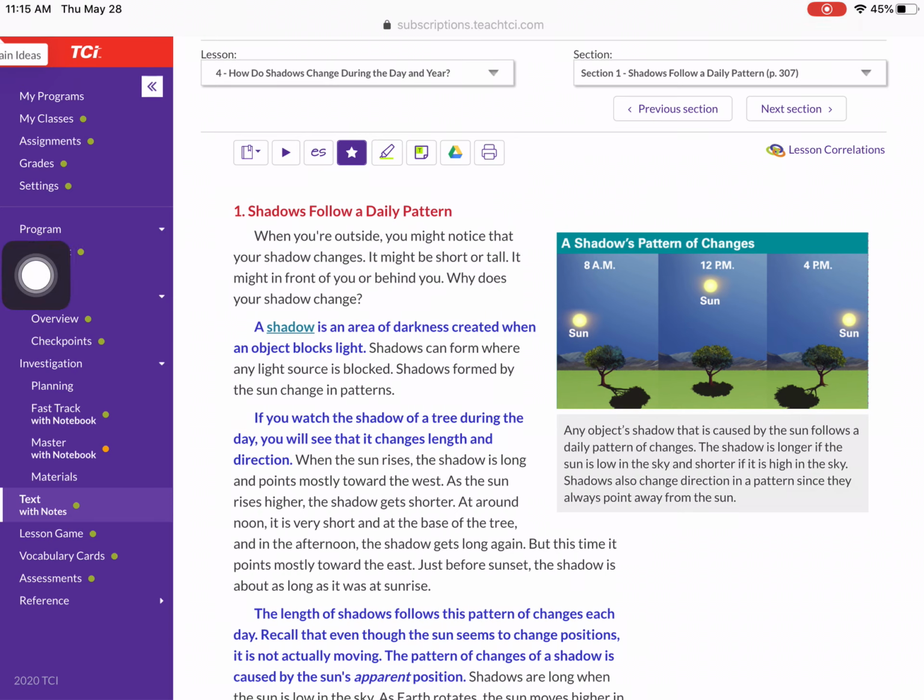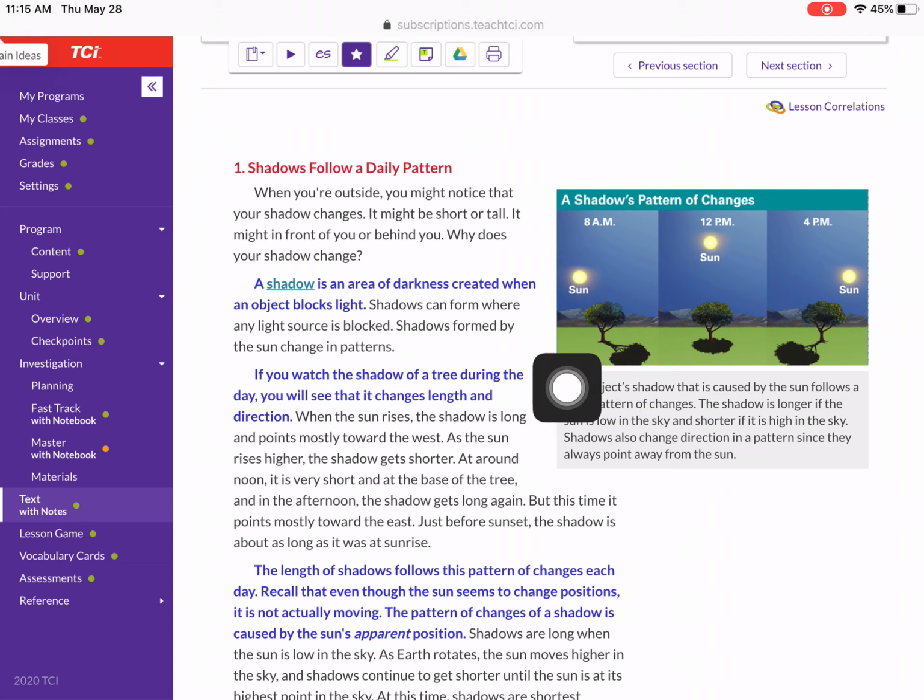When you're outside, you might notice that your shadow changes. It might be short or tall. It might be in front of you or behind you. Why does your shadow change? A shadow is an area of darkness created when an object blocks light. Shadows can form where any light source is blocked. Shadows formed by the sun change in patterns. And here's the change in the patterns. So notice that wherever the sun is, on the opposite side is the shadow. Sun's over here, opposite side, except for noon, because noon is when it's at its highest.